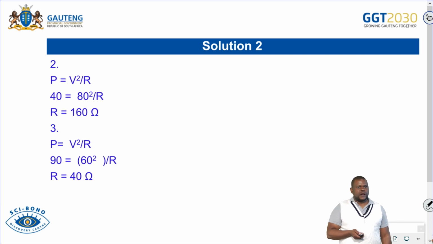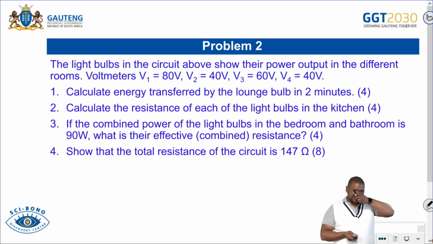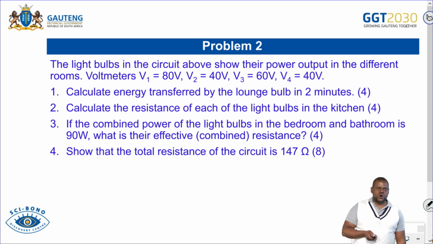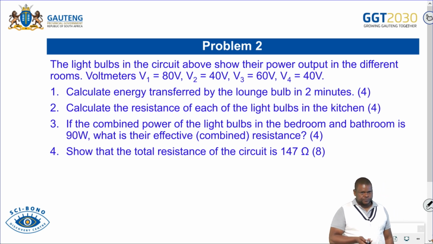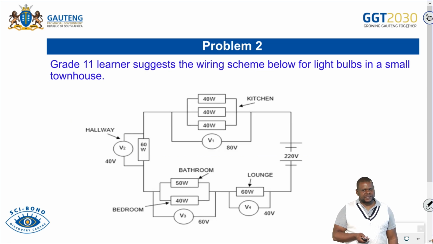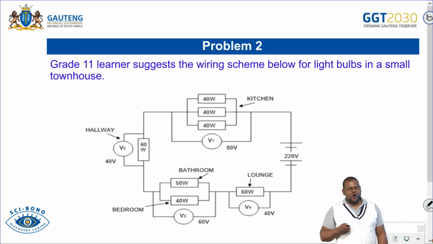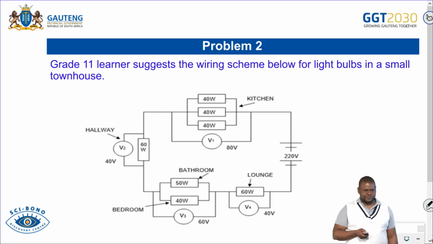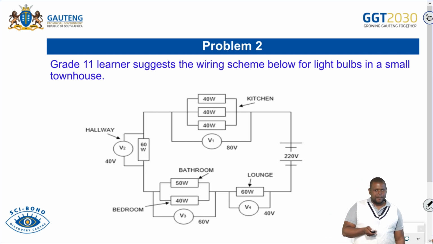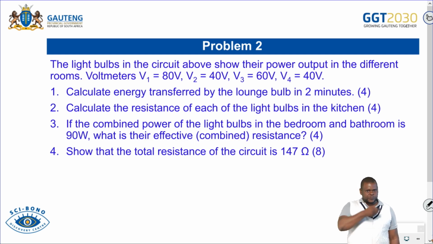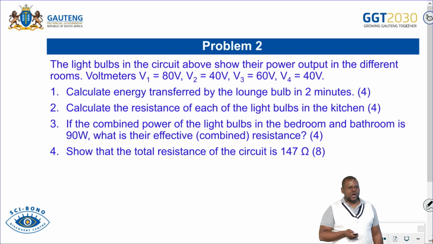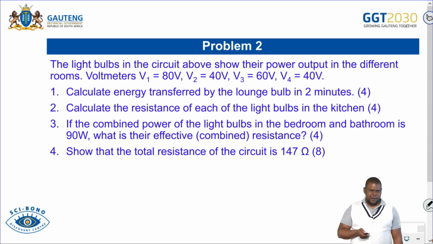And then number two, let's go back to the question. Calculate the resistance of each of the bulbs in the kitchen. Where is the kitchen? Let's go back to the circuit. We can see the kitchen has three bulbs, and each bulb has a power of 40 watts. Are we together? All these bulbs are connected in parallel. Now we need to calculate the resistance of each bulb.